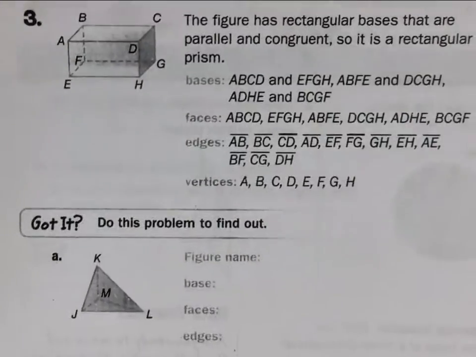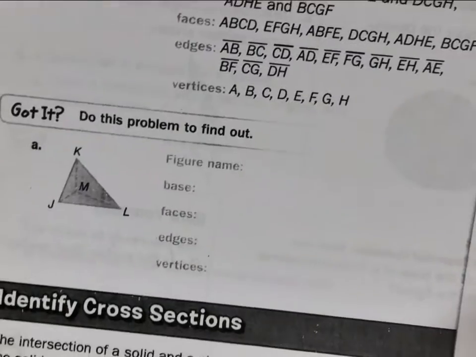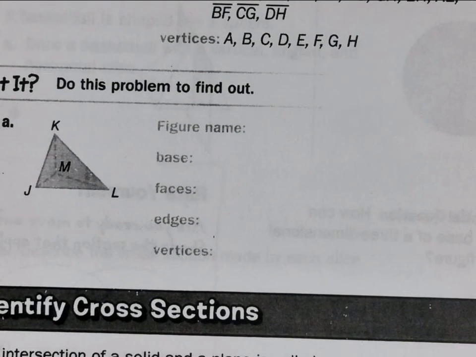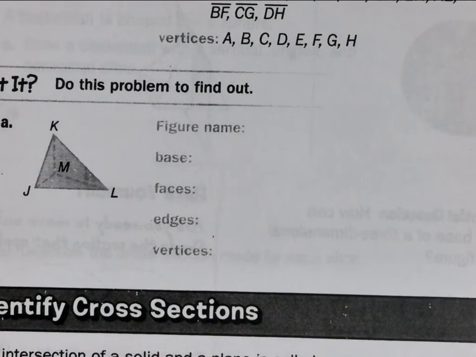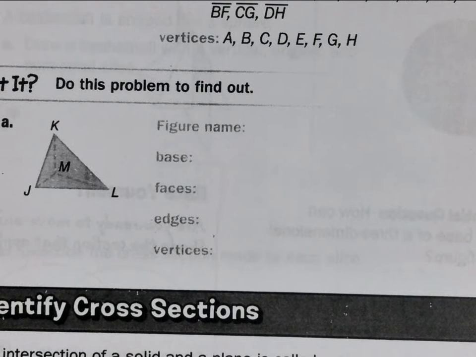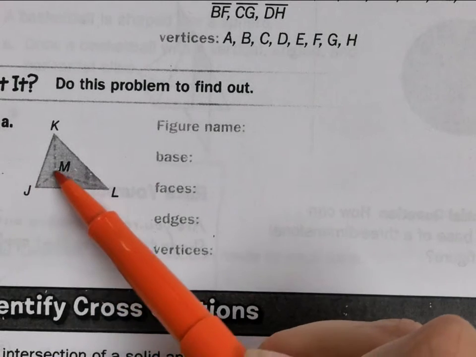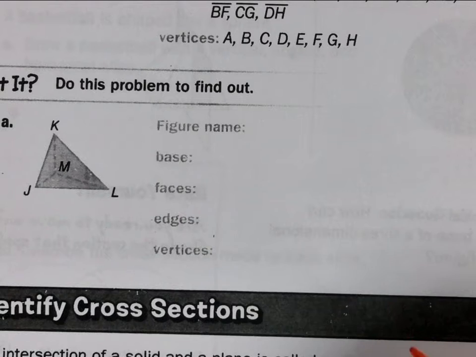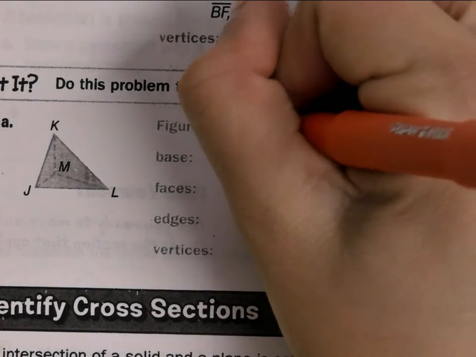All right, so let's do A together. Is it a prism or a pyramid? Do I have any faces that are parallel to each other? No. So this is a pyramid. What is my base? What shape is my base? A triangle. My base would be right here, JML, right? So how would I name the figure? Triangular pyramid.